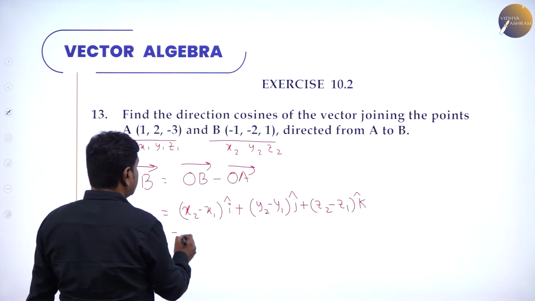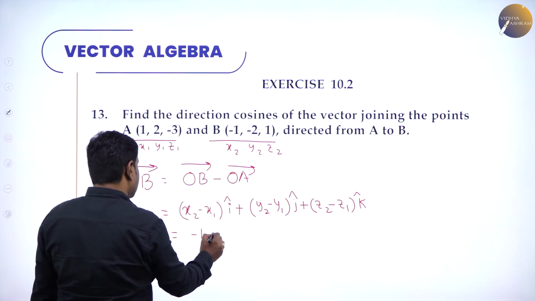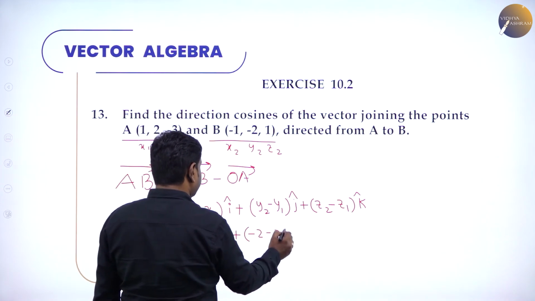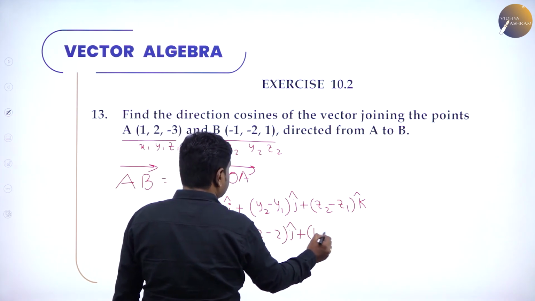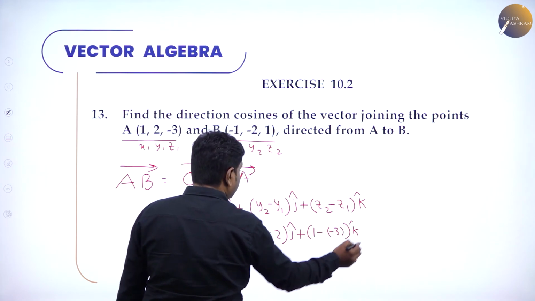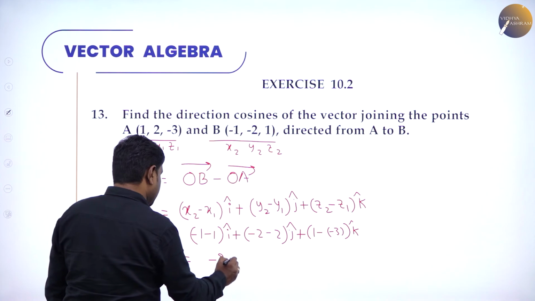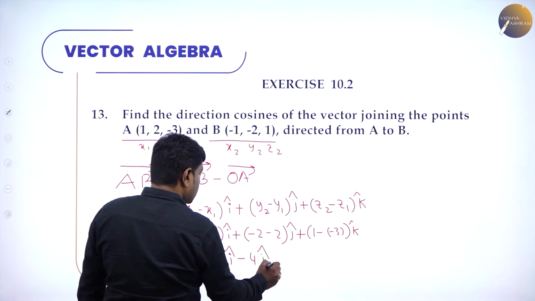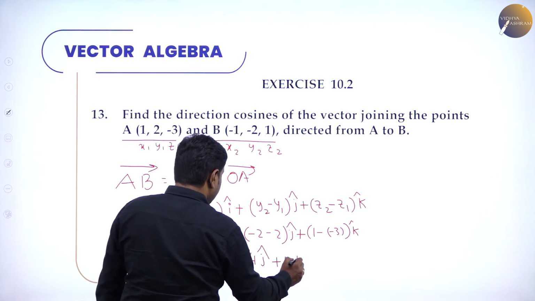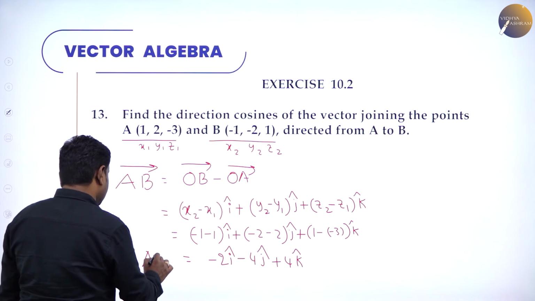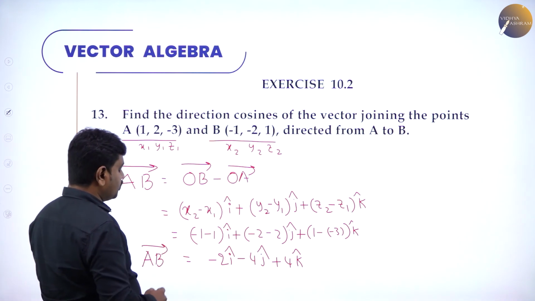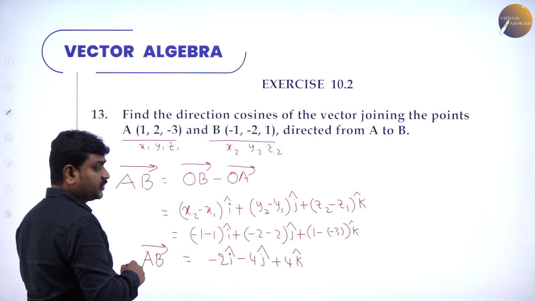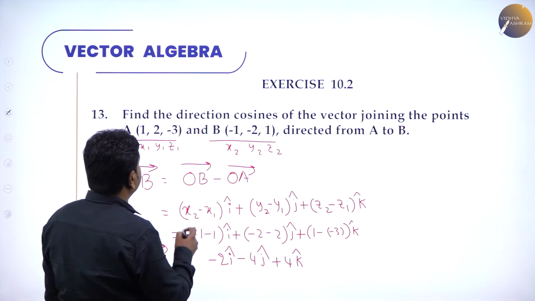x2 minus x1 means minus 1 minus 1 i cap, plus minus 2 minus 2 j cap, plus 1 minus of minus 3 k cap. Now simplify this further. Minus 1 minus 1 is minus 2 i cap. Then we have minus 4 j cap. Then 1 plus 3, that is 4 k cap. Now we got the vector AB. Vector AB is minus 2 i cap, minus 4 j cap plus 4 k cap. After you get this vector, we have to find direction cosines.